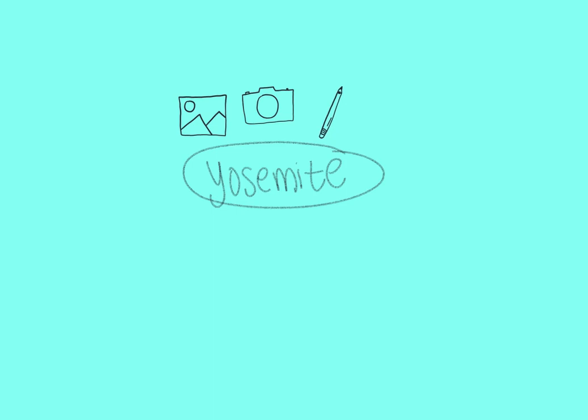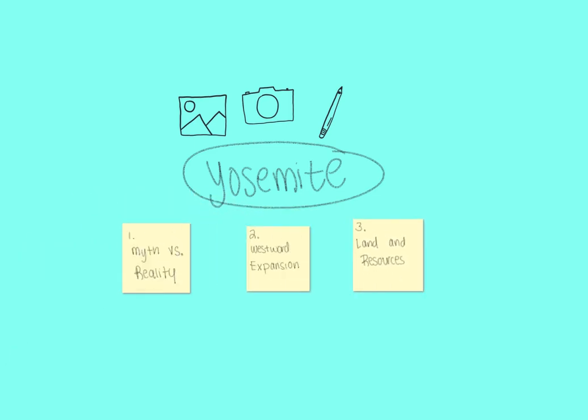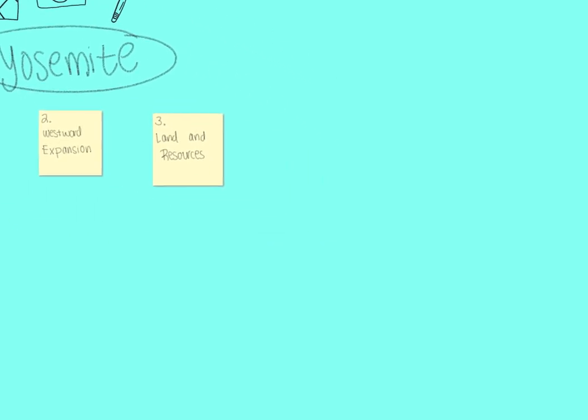When we look at the visual documentation of Yosemite, there's three major themes it reveals about California culture, and that is the myth versus the reality of California, the westward expansion, and land and resources in California. Now we're going to come back to these themes in a second, but first, let's look at our timeline.